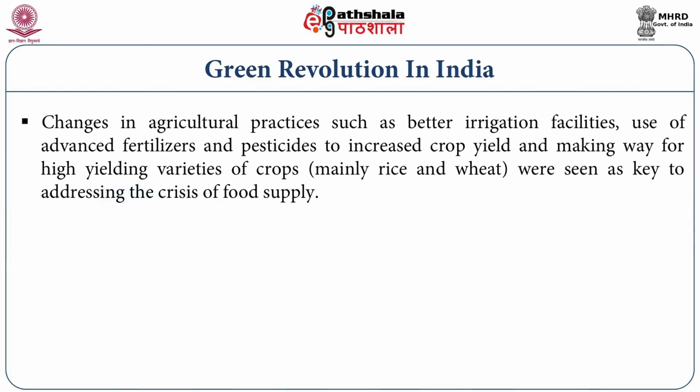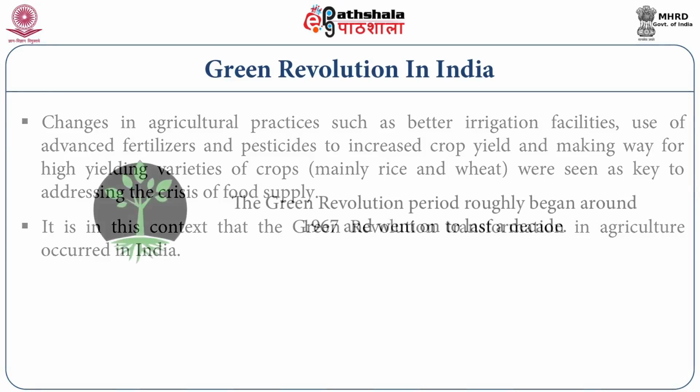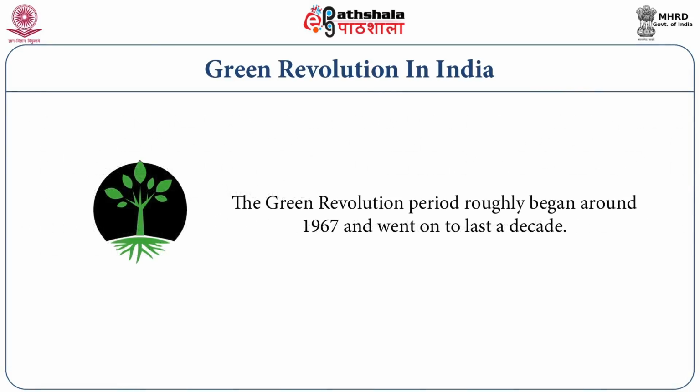Changes in agricultural practices such as better irrigation facilities, use of advanced fertilizers and pesticides to increase crop yield and making way for high yielding varieties of crop, mainly rice and wheat, were seen as key to addressing the crisis of food supply. It is in this context that the Green Revolution transformation in agriculture occurred in India. The Green Revolution period roughly began around 1967 and went on to last almost a decade.